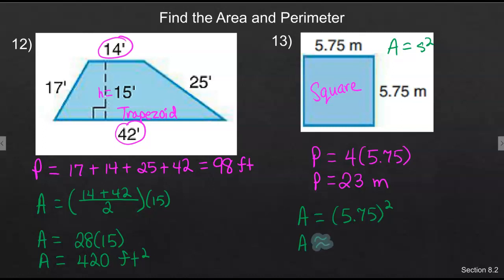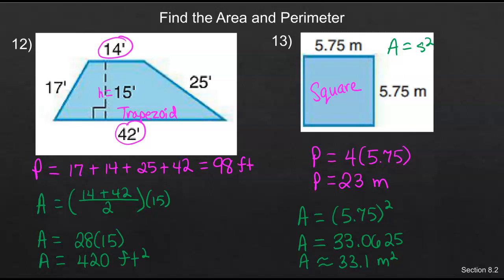Let me write this first. We get 33.0625. We're going to round this to 3 significant digits, which goes with the measurements in the problem. Whoops, now I need the wavy equal sign. I took it out, didn't put it back in.